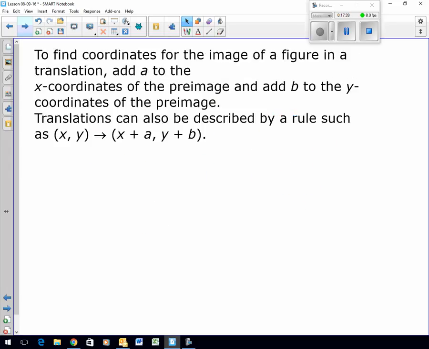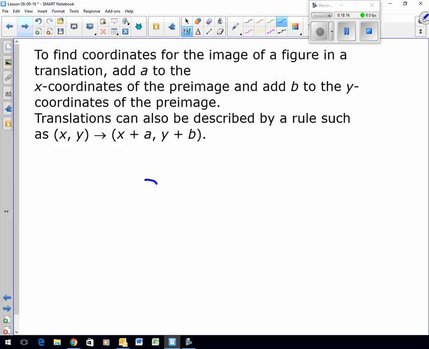All right. You don't have to write this down, but this is where we're getting into the process of what we're going to do today. To define coordinates for the image of the figure in a translation. Notice this is just talking about translation. Add A to the x coordinate of the pre-image and add B to the y coordinate of the pre-image. There's a rule for this particular transformation.